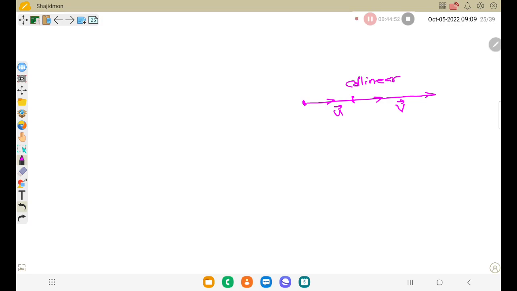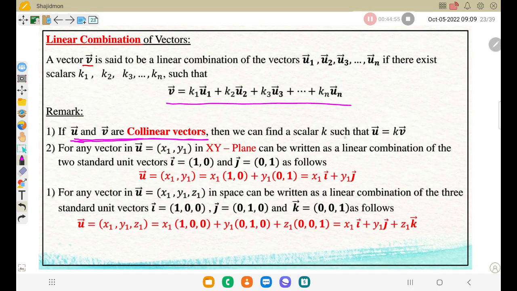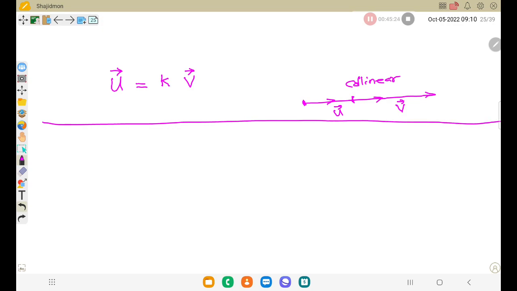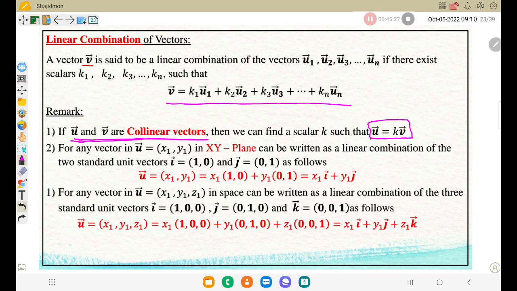So when we are telling two vectors are collinear, this is the condition: one vector equal to a number multiply another vector. That means vector u equal to k multiply vector v. So this is the condition. For either vector v or vector u, for example vector u equal to a number k multiply the second vector. If you get the first vector, then we are telling that the two vectors are collinear vectors. I hope you understood that one. So one vector equal to a scalar multiple of the second vector means collinear vectors.